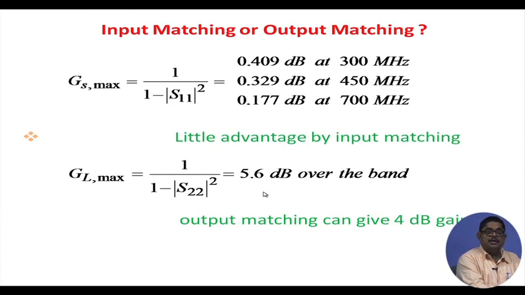So, it is feasible. If this value was outside the range, suppose I did not get 5.6 but I got 2 dB, then I would say that no, with this transistor I cannot have that broadband design, but here we are getting it. So, let us proceed, since it is feasible.